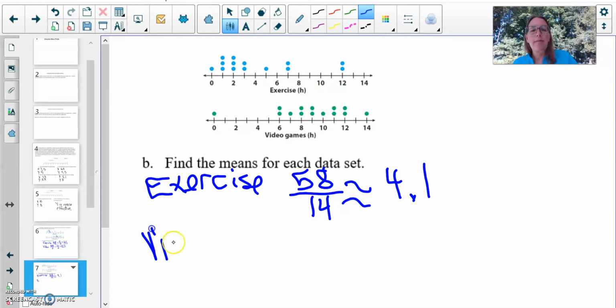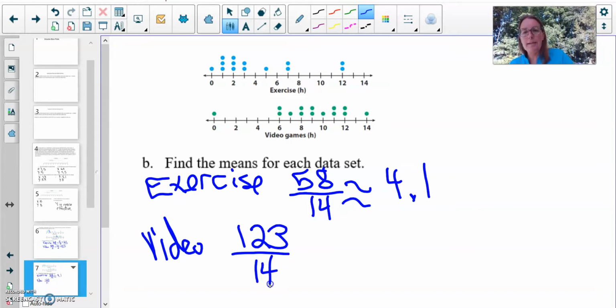Doing the same thing for the video games. Adding up all our values, 0, 6 and 6 is 12, 7, 8 and 8 is 16, 9 and 9 is 18, 10, 11, 11, 12, 12, and 14. I'm getting 123 divided by 14. With rounding, that is 8 8/10 hours.